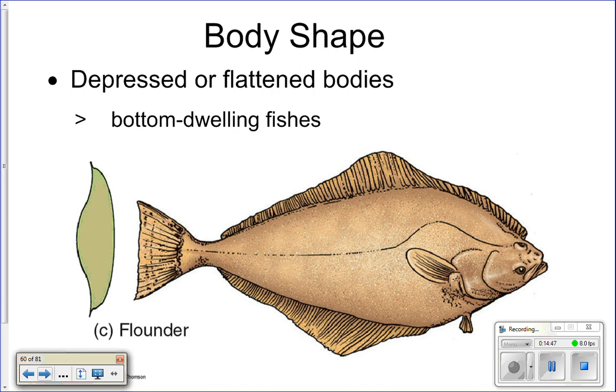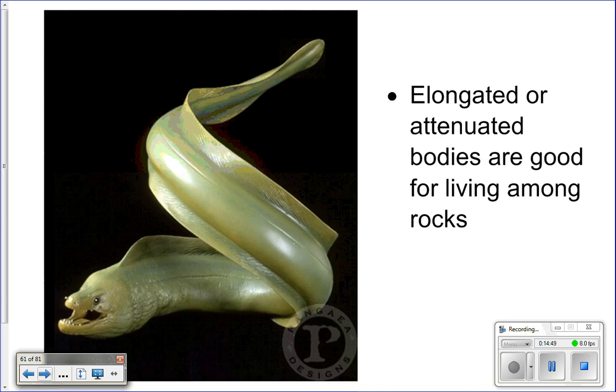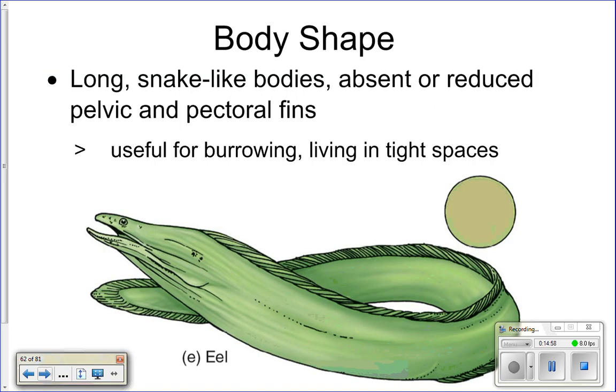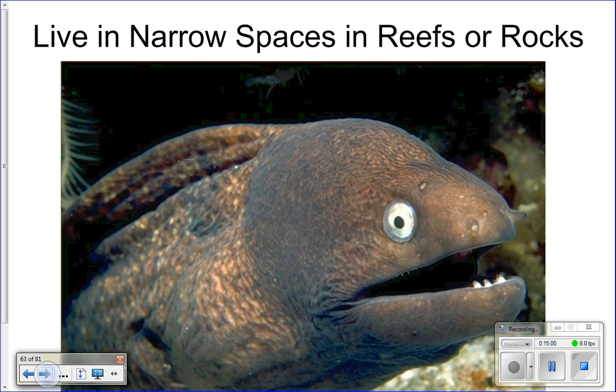And there's their body shape. Okay, the elongated body shape is really good for hiding among rocks and crevices, and coral reefs and stuff like that. Okay, so that's the elongated body shape. So good for hiding in reefs. It is beautiful.